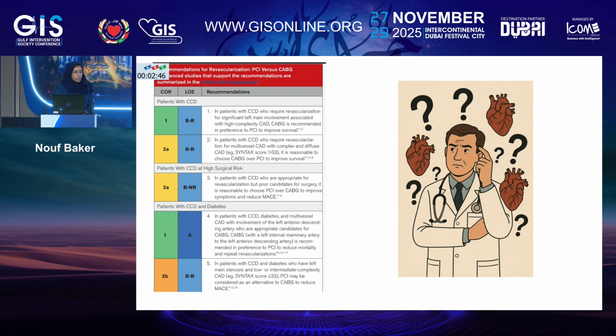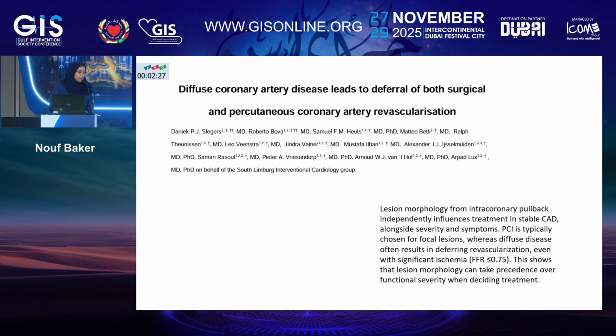Now, in terms of decision-making, we know the guidelines. There are very specific guidelines for high SYNTAX score. There are guidelines for multiple comorbidities. There are guidelines for low ejection fraction. There's a lot of language, but diffuse disease is not one of them. So this makes it a bit more challenging to decide.